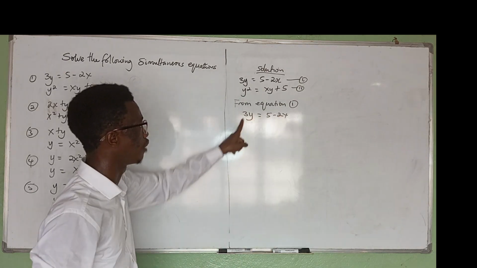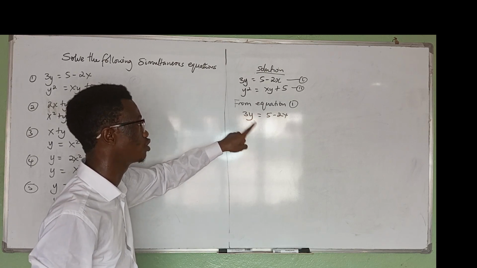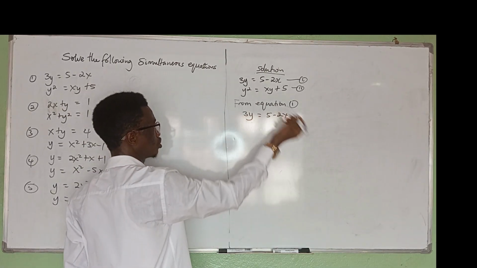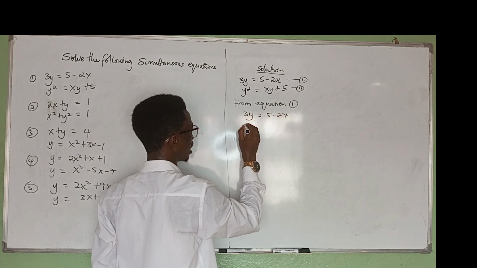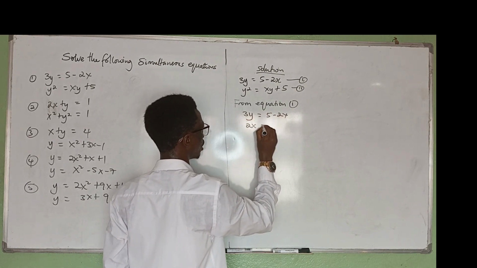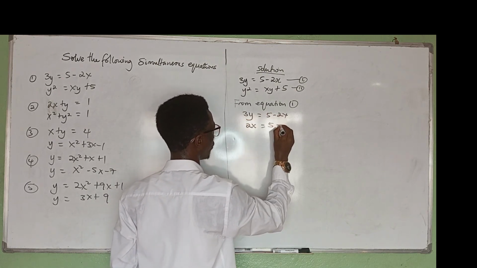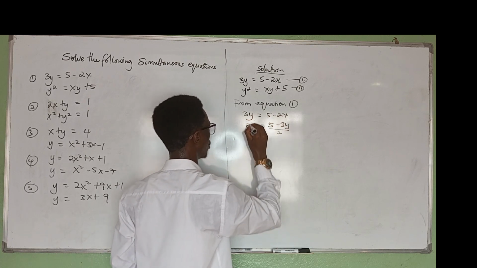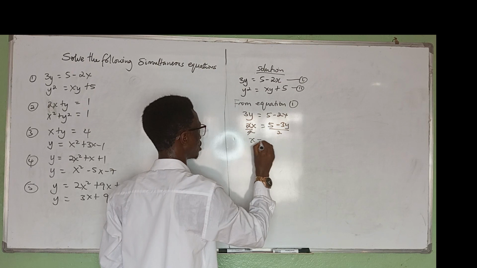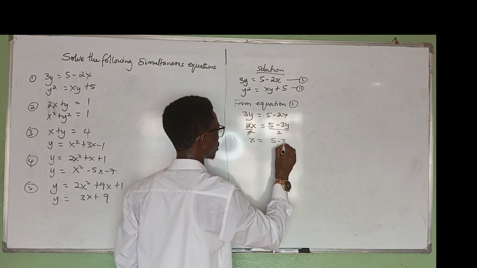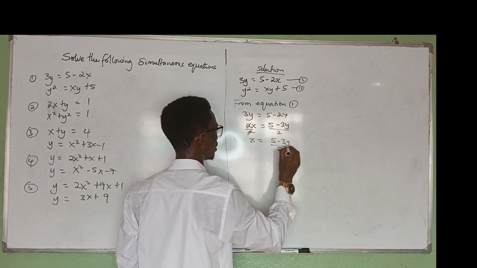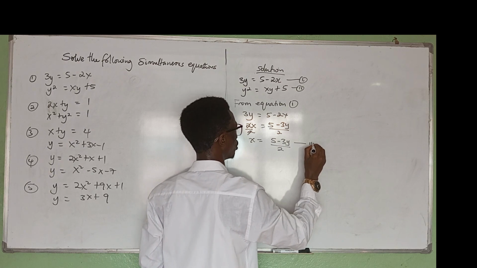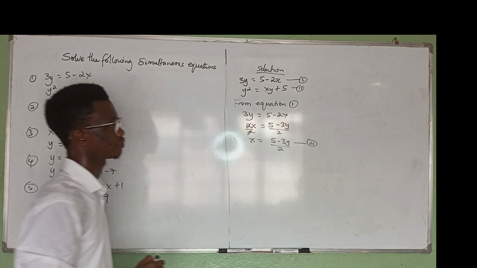equation 1 says 3y equals to 5 minus 2x. If we want to make y the subject here, we are going to divide both sides by 3. But I want us to make x the subject. So if I take x here, this is going to be 2x equals to 5 minus 3y. If I divide both sides by 2, this and this go. So x is equal to 5 minus 3y all divided by 2. I'll name this equation 3.